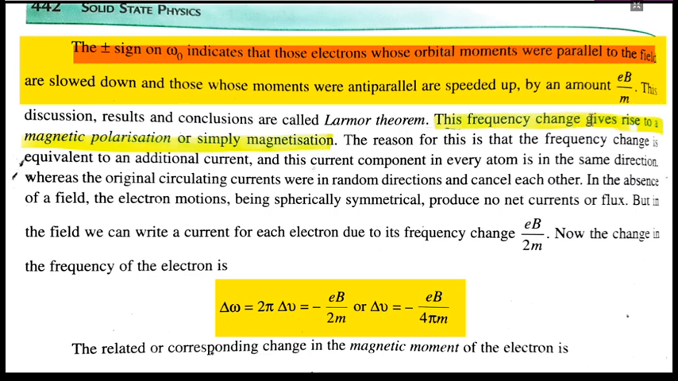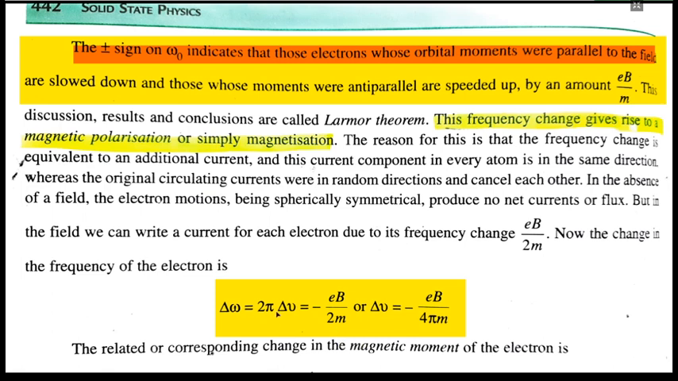The frequency change gives rise to the magnetic polarization, or simply the magnetization, and this variation, that is delta omega, is the root cause of the indication of diamagnetism, or the magnetic polarity of a diamagnetic material. The delta omega is in general 2 pi f, but here it is variable to the frequency, so it's 2 pi nu, and that is minus eB by twice of m.